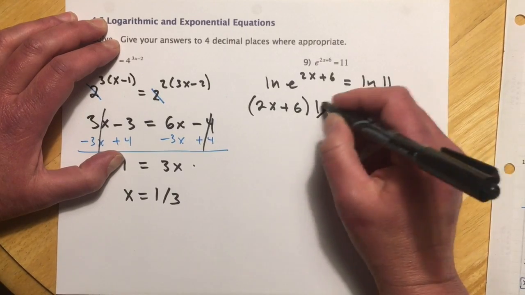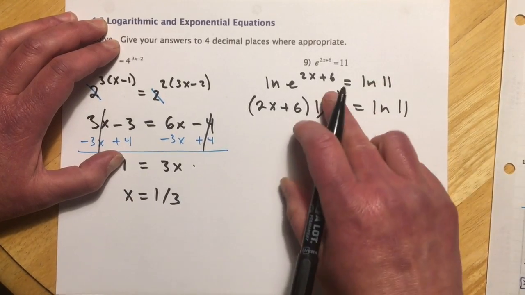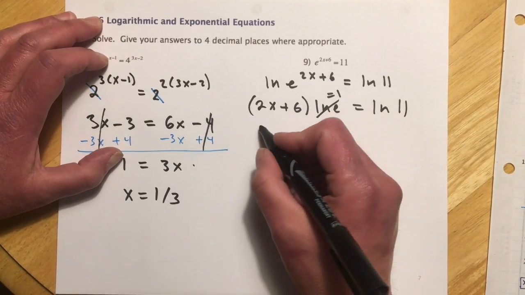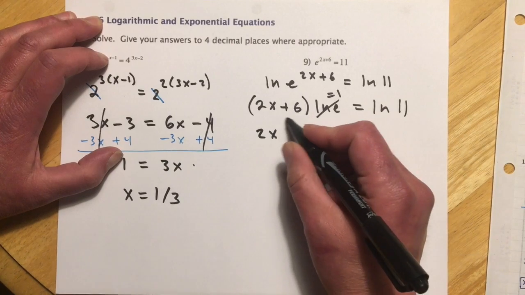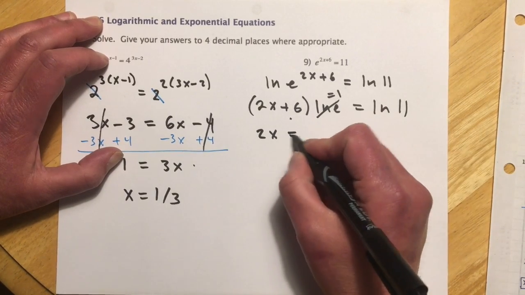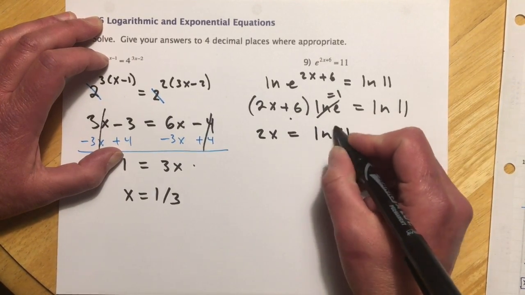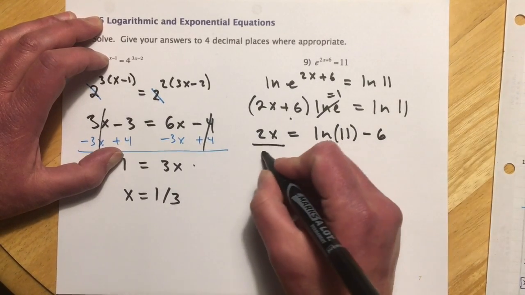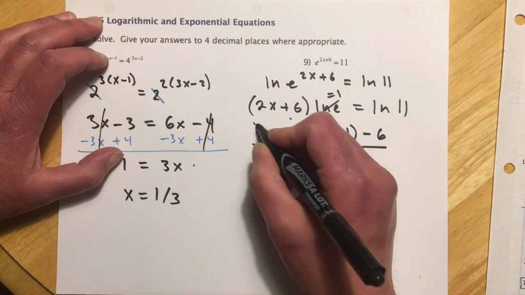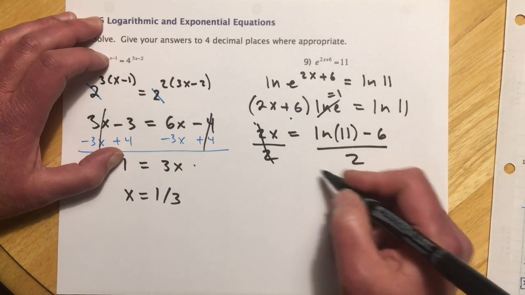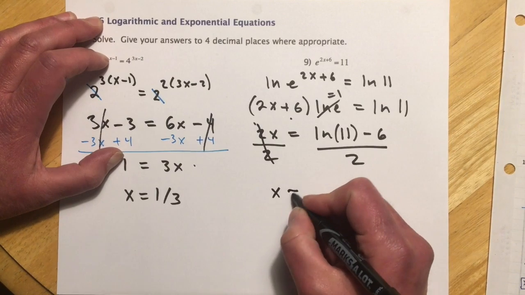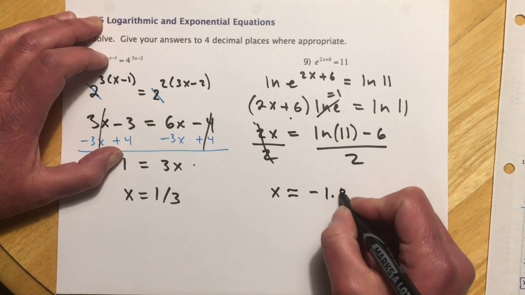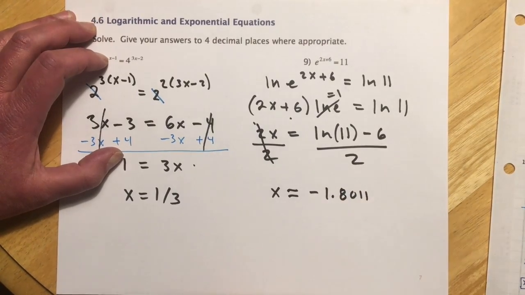But that's cool because ln e equals 1, so that piece drops out, and then I just have this to deal with. So 2x, I'm going to subtract the 6 over, equals ln 11, I should probably put parentheses, and then minus 6, and then I can just divide by 2, and that's it. So that's the exact answer, and then if I ask for the decimal, I got negative 1.8011 to 4 decimal places.